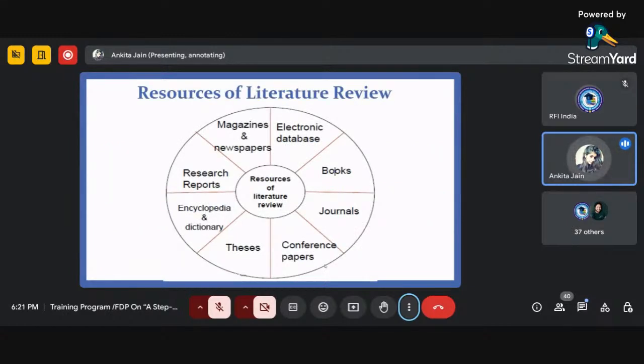There are various sources of literature review. It can be magazines, newspapers, electronic databases, books, journals, conference papers, theses, encyclopedias, reports. There are various websites which provide lots of research work. It is very easy to search on Google and get research papers which are already published. Also, you can use Google Scholar. There are so many other websites from where you can get the data. Some data is directly accessible free of cost, but for some papers we have to pay to get them.